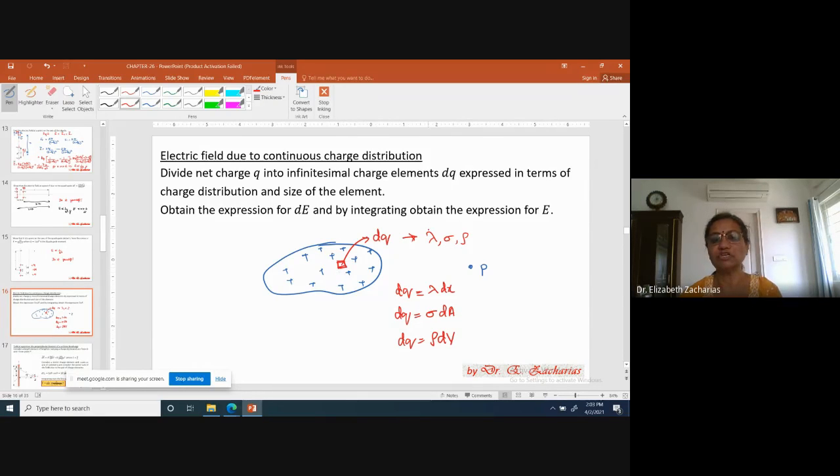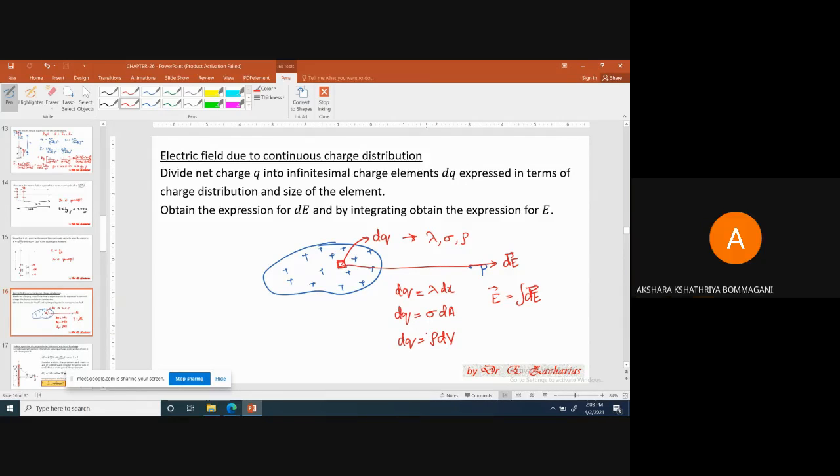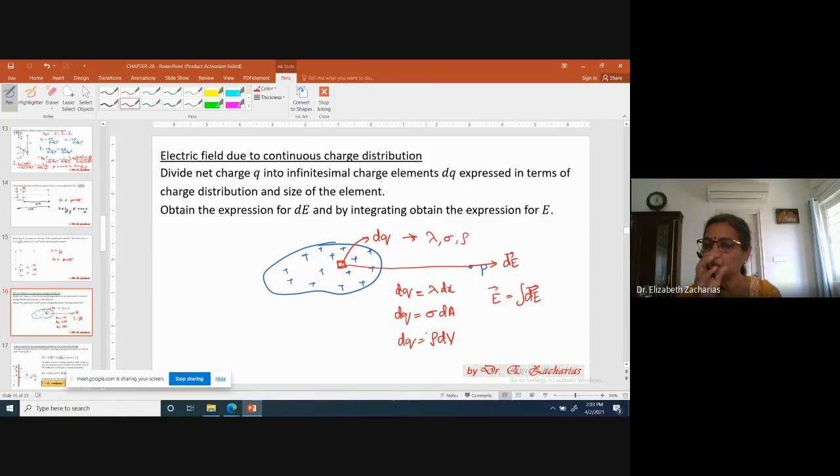And because of this point charge at a point P, first you write what is going to be the electric field. Call that electric field dE. Then you want E, so E will be the integral of dE. Do the integration. Does this remind you of something? Force on continuous charge distribution. Force due to a continuous charge distribution on a point charge Q0. Yes, it's the same thing.